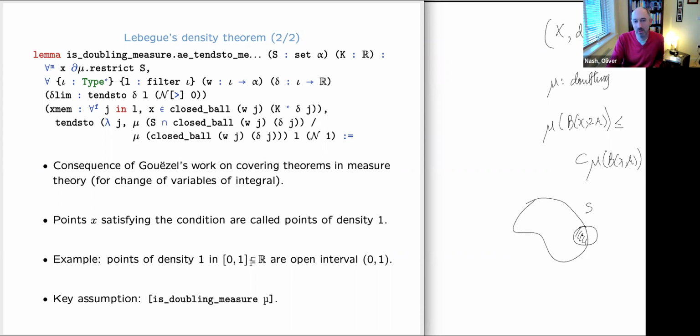Let's take an example. If I take the closed interval [0,1] in the reals, what are the points of density 1? It's meant to be almost all of these points. Well, it's the open interval. If you take an actual endpoint, the point will have density 1/2, and if you take points outside, they'll have density 0. But if you take all points in the open interval, they'll all have density 1. So the theorem checks out there. And the key assumption I mentioned already: you need this to be a doubling measure. Doubling measures are a pretty respectable class of measures, but you can actually have this for all measures if you make stronger assumptions on the space, like with Besicovitch spaces.